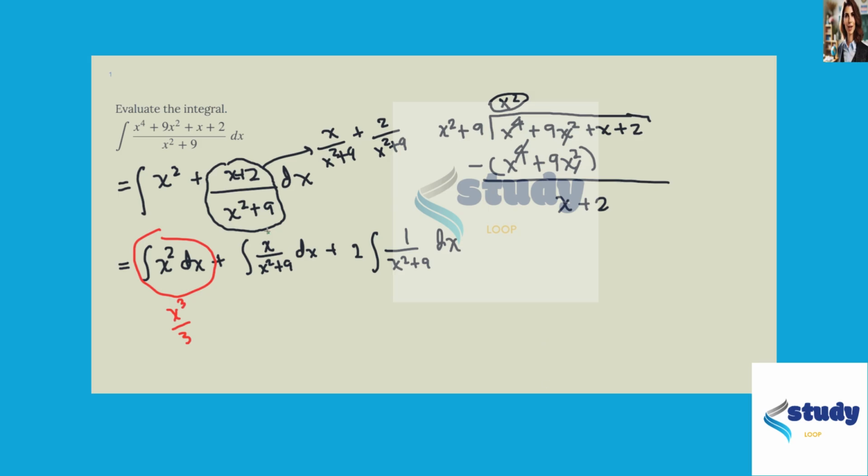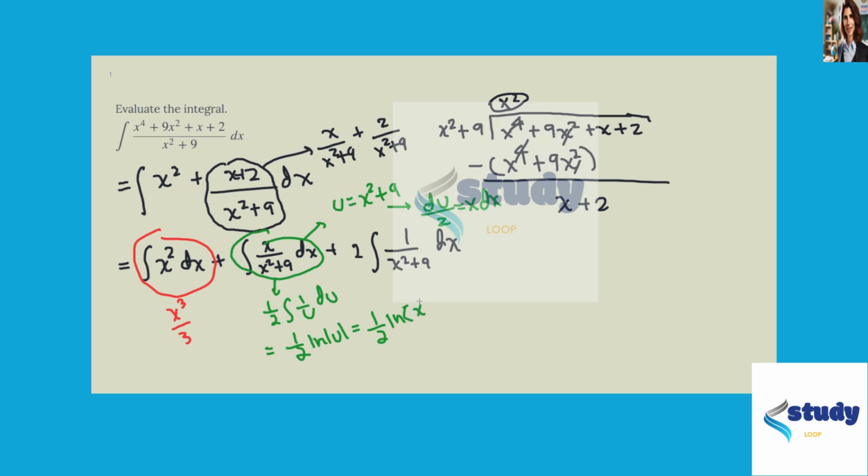Now for the second integral, we should do a u sub here. Let's take u to be x squared plus 9. Then du over 2 equals x dx. So this is just 1/2 integral 1 over u du, which is 1/2 natural log absolute value u, equals 1/2 natural log, and then replace u with x squared plus 9, and you could drop the absolute value if you want because x squared plus 9 is positive.